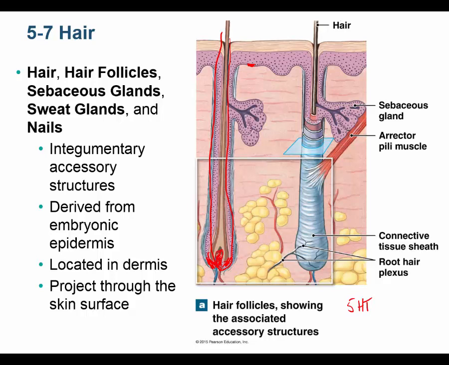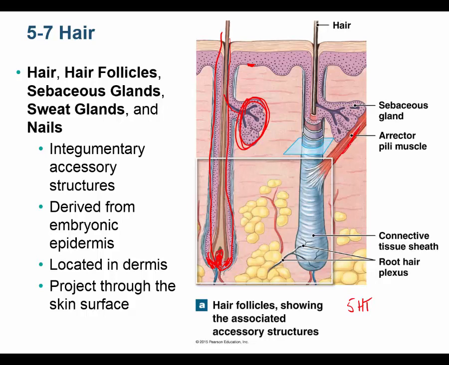So that's the hair. You can see that the hair follicle contains the hair shaft, and we'll look at a cross section of the hair shaft. A lot of times the hair is associated with the sebaceous gland. The sebaceous gland secretes sebum onto the shaft of the hair, and it lubricates it and keeps it pliable. If you, for some reason, quit producing sebum, your hair will become brittle.